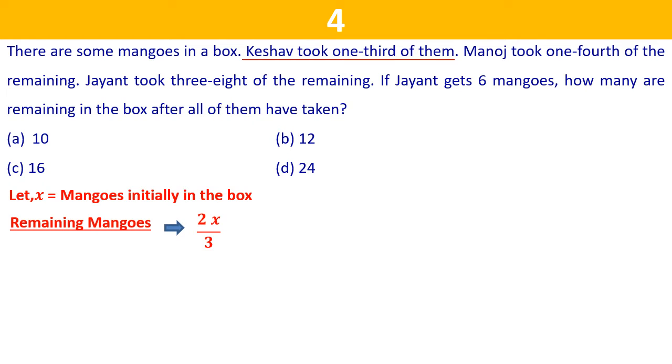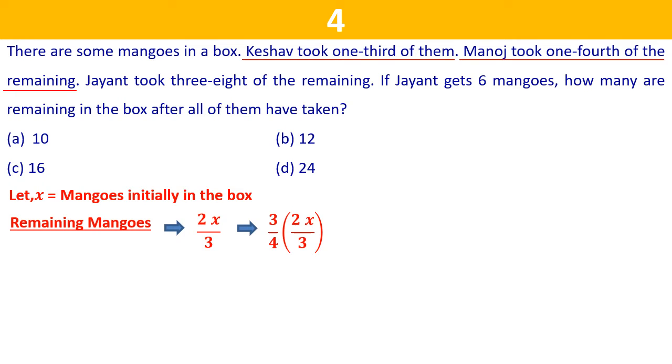आगे के स्टेटमेंट में बोला है Manoj took 1/4 of the remaining. Manoj took 1/4 of remaining, means he has taken 1/4 of 2/3 x. So how many are remaining in the box? Obviously 3/4 of 2/3 x. This is how it will be.